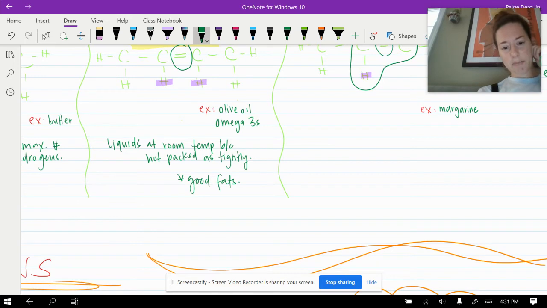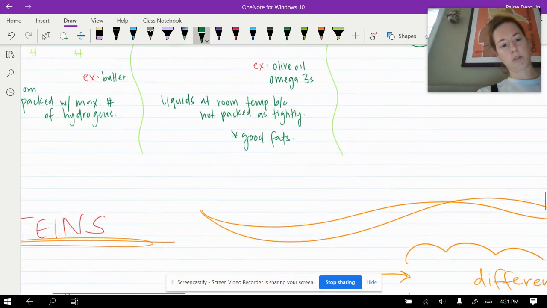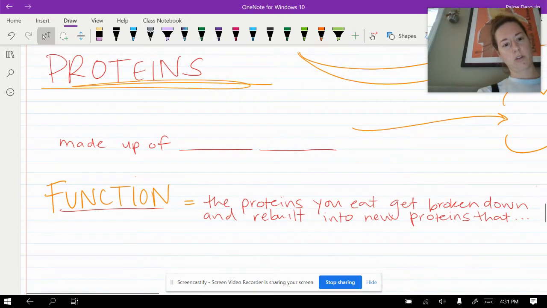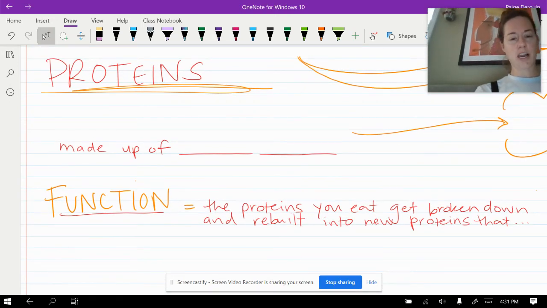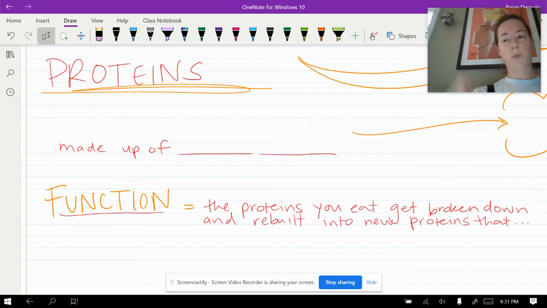Okay, that's it for lipids. Now we're moving on to proteins. All right, so proteins are kind of like the powerhouses of the biomolecules. They're super important. Everything that is the way that you look and the things that you're able to do is because of a protein. So like your skin color is because of a protein, the texture of your hair, the color of your hair, your nails are proteins, the ability of your muscle fibers to move is proteins. Everything is a protein.